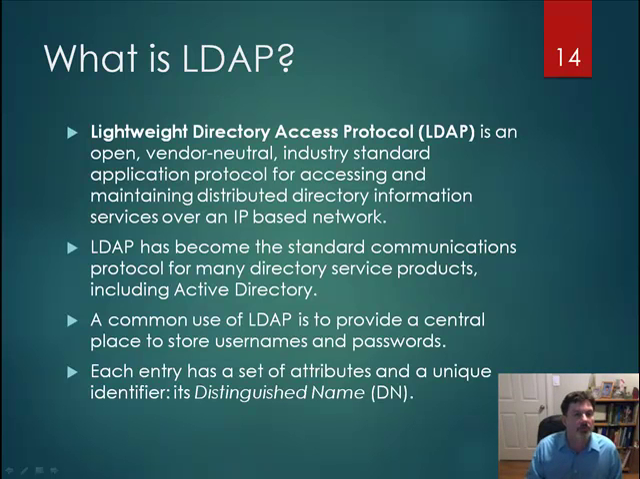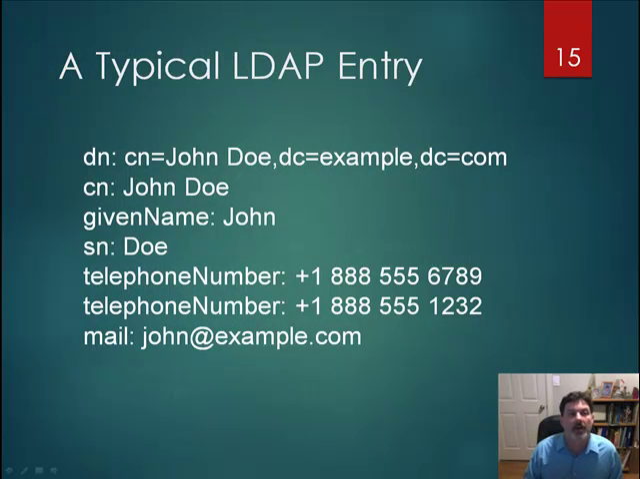Common use for LDAP is to provide a central place to store usernames and passwords to facilitate that authentication. And each entry has a set of attributes and a unique identifier which is known as its distinguished name, or DN. A typical LDAP entry therefore would look something like this, with a DN of John Doe, that would be the person's name. The domain would be the example domain, and the suffix for the domain would be com. So this would be a typical LDAP entry for John Doe.